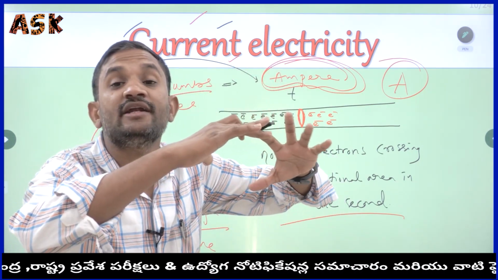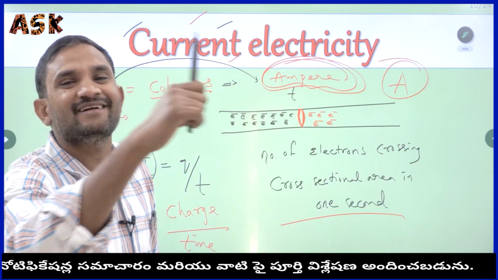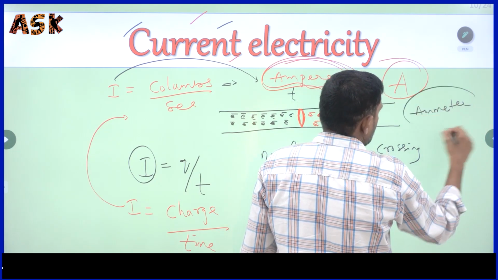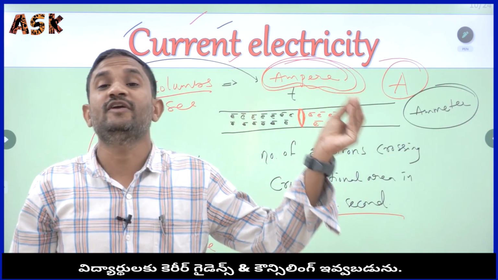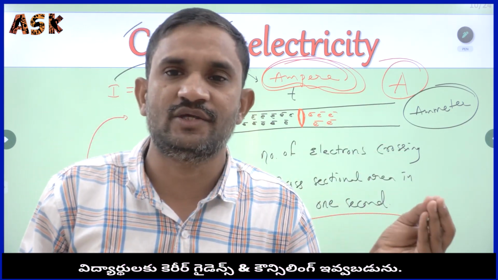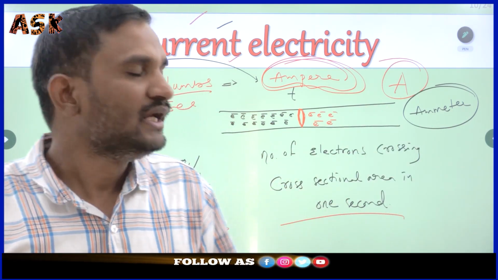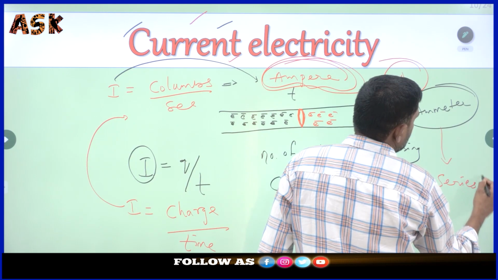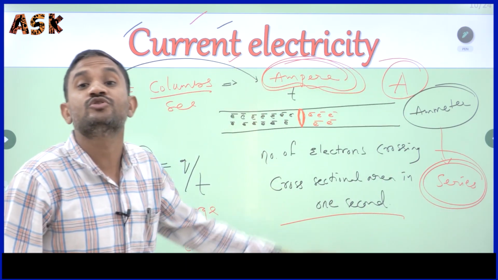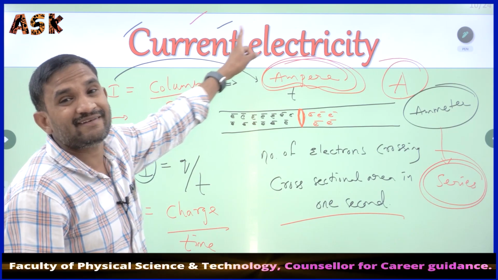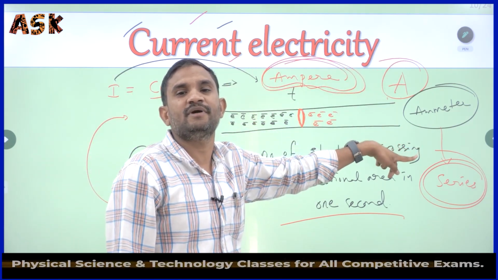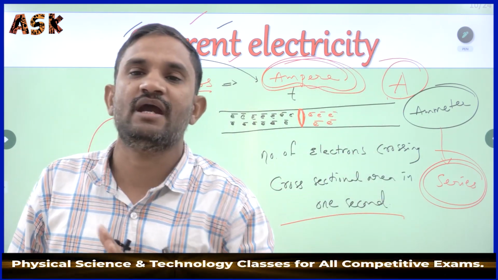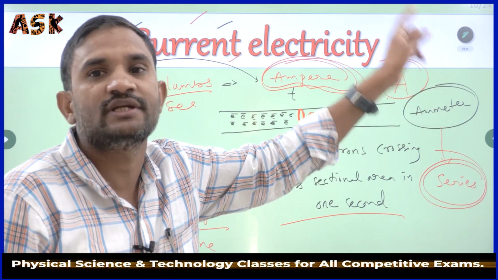This electric current we have to measure by using an ammeter. By using the ammeter, we can measure the electric current in the circuit, the electric current in the conductor. The ammeter should be connected in the series manner. Most important concept: units of electric current, which meter measures it, and in which manner that ammeter should be connected, in the series manner. This was a previous competitive examination question.